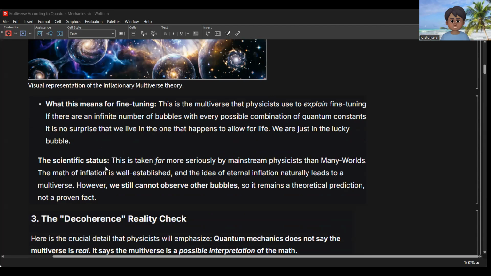So what is its scientific status? This is taken far more seriously by mainstream physicists than many worlds. The math of inflation is well established, and the theory of eternal inflation naturally leads to a multiverse. However, we still cannot observe other bubbles, so it remains a theoretical prediction, not a proven fact.